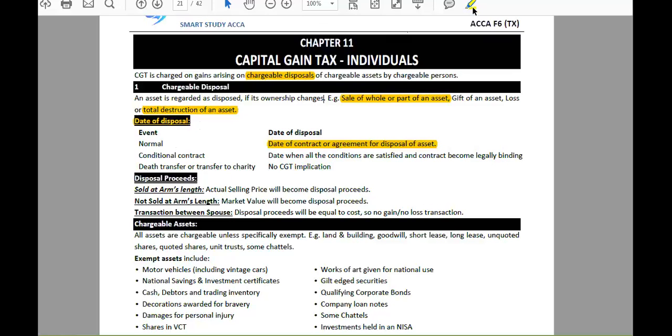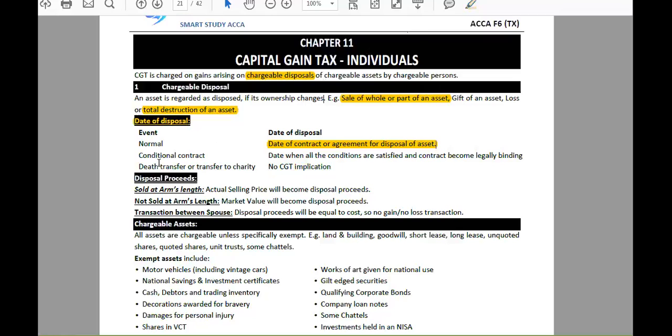Normally in normal contracts, the date of contract or date of agreement is the date of disposal. For example, I'm going to sell a plant. If today's date is the date of agreement and all the terms and conditions are agreed on today's date, then today's date is the date of sale for the seller and the date of purchase for the purchaser. So in simple contracts, the date of contract or date of agreement is the date of disposal.